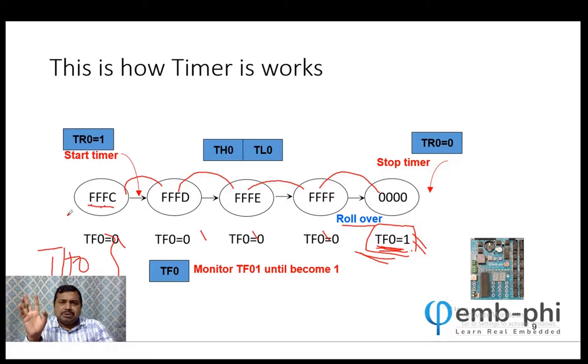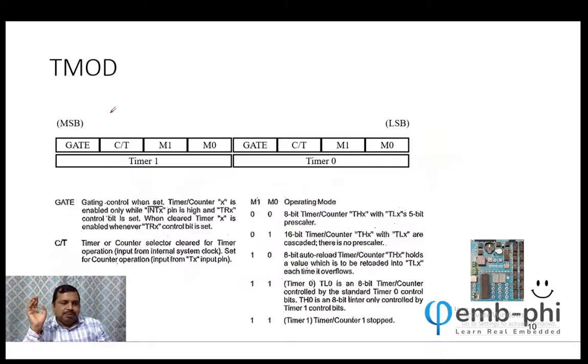It's very simple. Now we have one more register, and that register is the TMOD register. The TMOD register is again an 8-bit register, and the two halves are symmetrical. This is for timer 1, and this is for timer 0. So we can look at any one and understand.